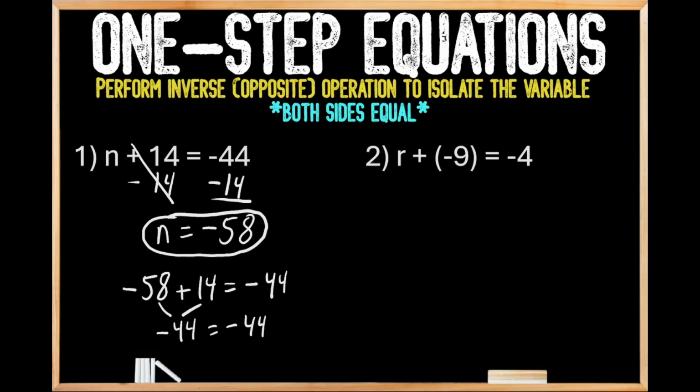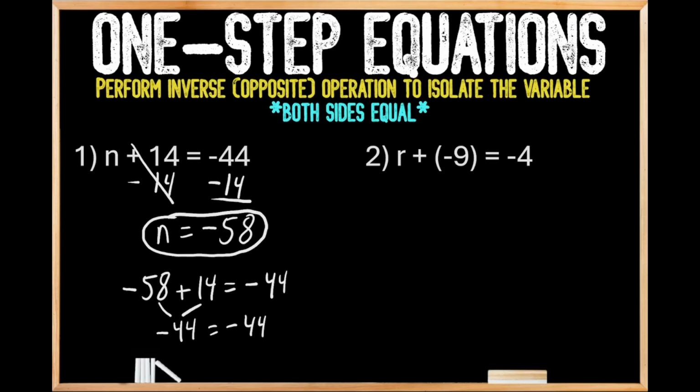Now moving on to question number 2, where this time we're being asked to solve for the value of r in the problem r plus negative 9 equals negative 4. So just like with the first problem, in order for us to isolate our variable of r, we're going to need to undo whatever's being done to our variable. And here we're adding negative 9 onto our variable of r. So we're going to perform the inverse operation, and the inverse operation of addition is subtraction.